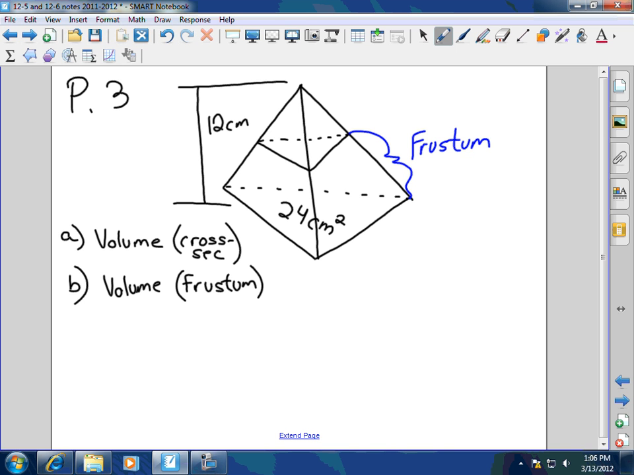Now, in this particular case, if you think about logic here, wouldn't the volume of the frustum just be the total volume minus the cross-sectional volume? So let's first find the cross-sectional volume. The cross-sectional volume is going to be, of course, 1/3 times base area times height. So I've got 1/3 times, okay, what is the base area here of this figure here?